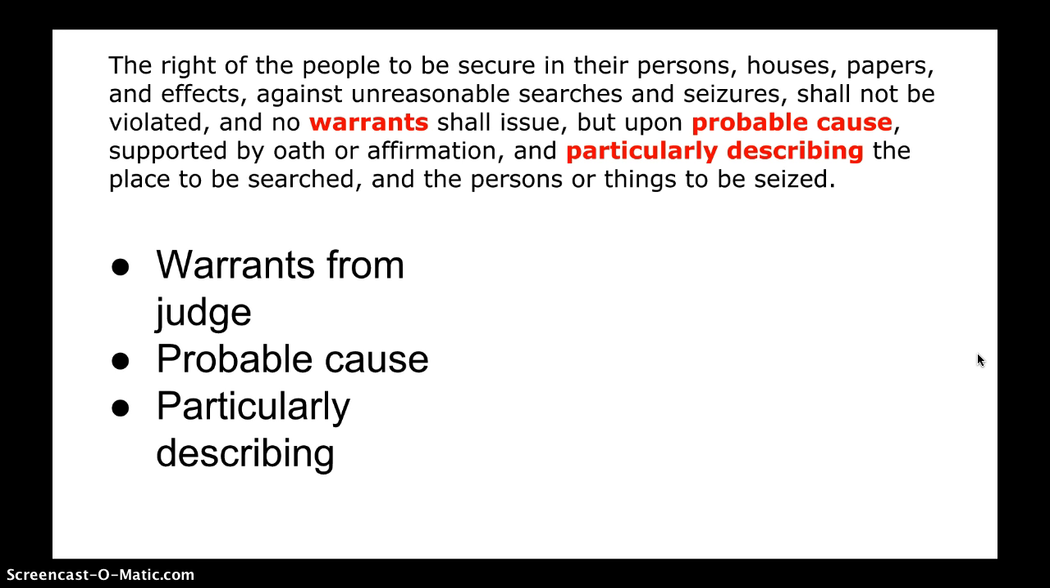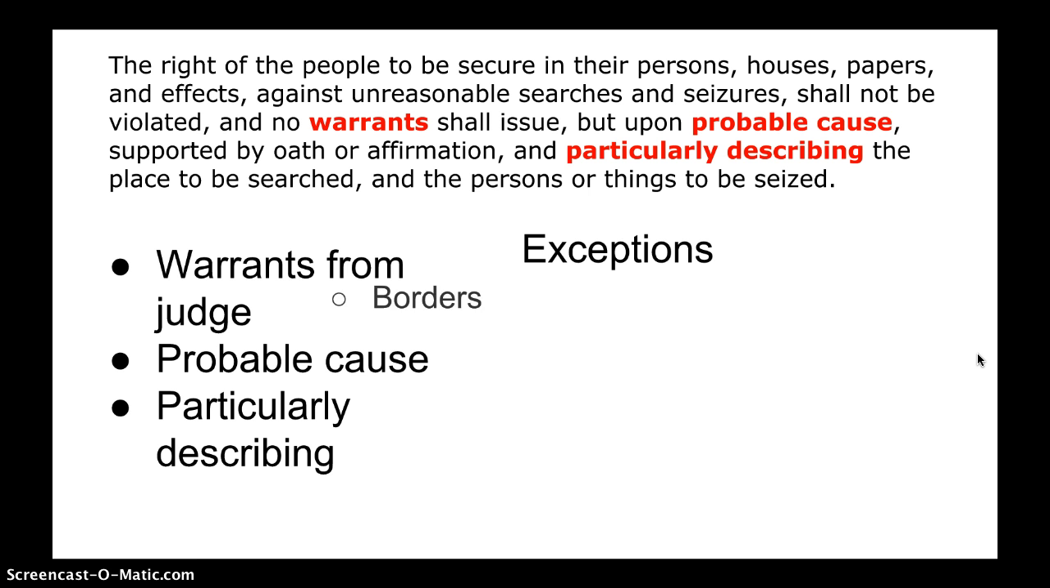The warrant also has to particularly describe the place to be searched or the persons or things to be seized. If it's your house, it has to show your address. If you have an attached garage, simply saying the dwelling would be enough. If you have a detached garage, it has to say the house and the garage. So if you had outbuildings, it would need to say the outbuildings. If you have vehicles that are not in the garage, they would have to have the VIN numbers of the vehicles on the property or license plates in order to search them. So they have to specifically say what they're looking for and where they're going to look.